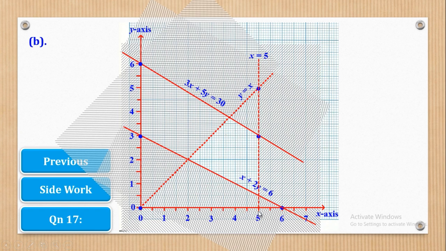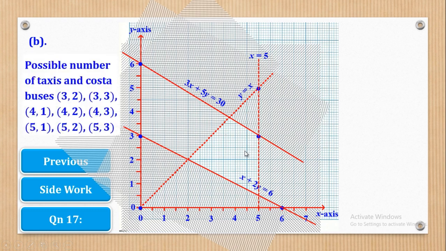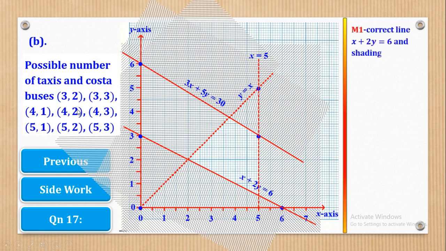So when I go to 5, this is not okay, but there is 5 1, which is okay, 5 2, and 5 3. So those are the points, and I'm going to list them down. So the possible number of taxis and coasters will be that. Now let's see how we use these points, but before that, let's first see the marks got on this slide.